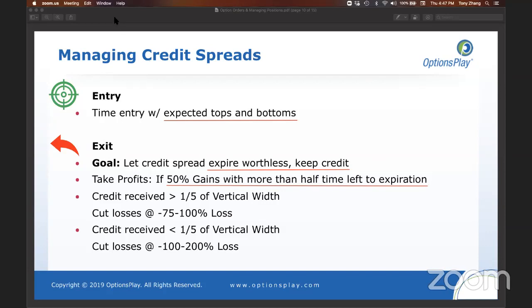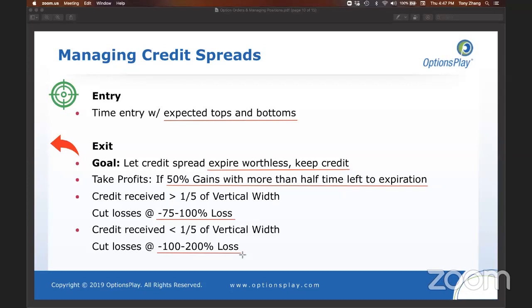So if you follow the methodologies that we show you, you want to cut your losses where you've lost anywhere from 75 to 100% of the premium that you've received. So if you're collecting $1 and you're now down $1 on that specific trade, it's about time to cut your losses. However, for those of you that do trade those higher probability trades, where you are receiving a relatively small piece of the width of the spread as a credit, that's where you want to cut your losses anywhere from 100 to 200% loss of the premium that you receive.